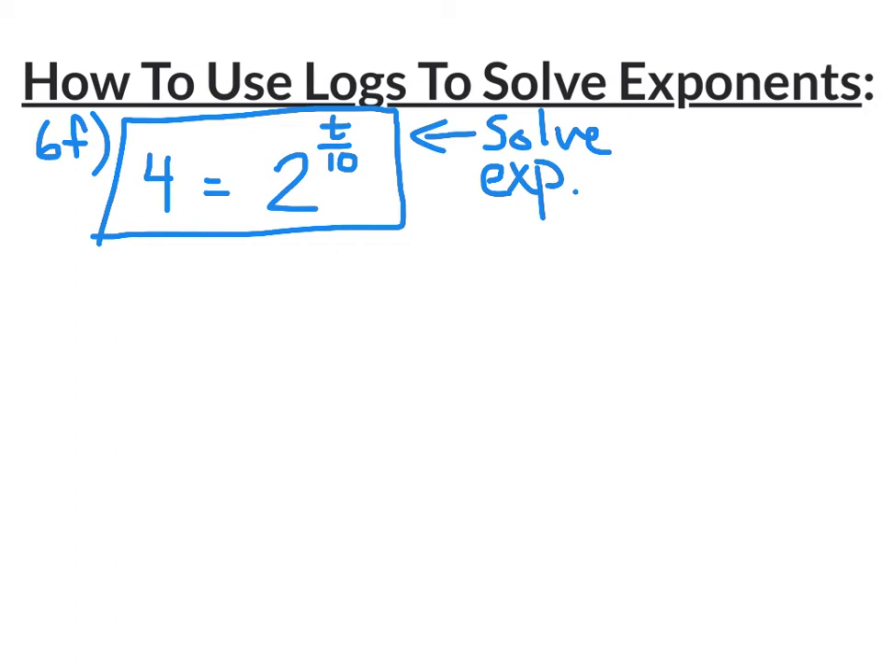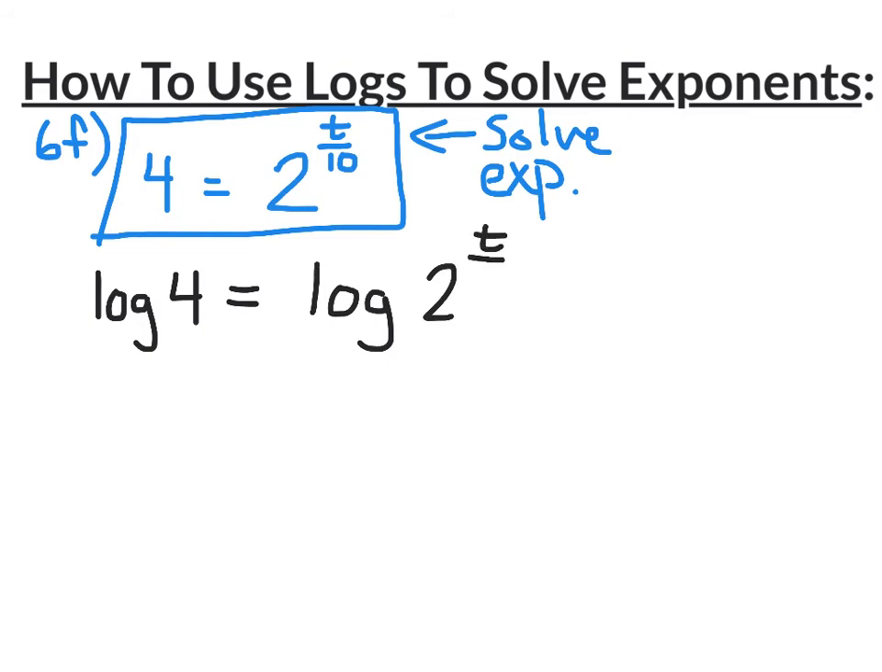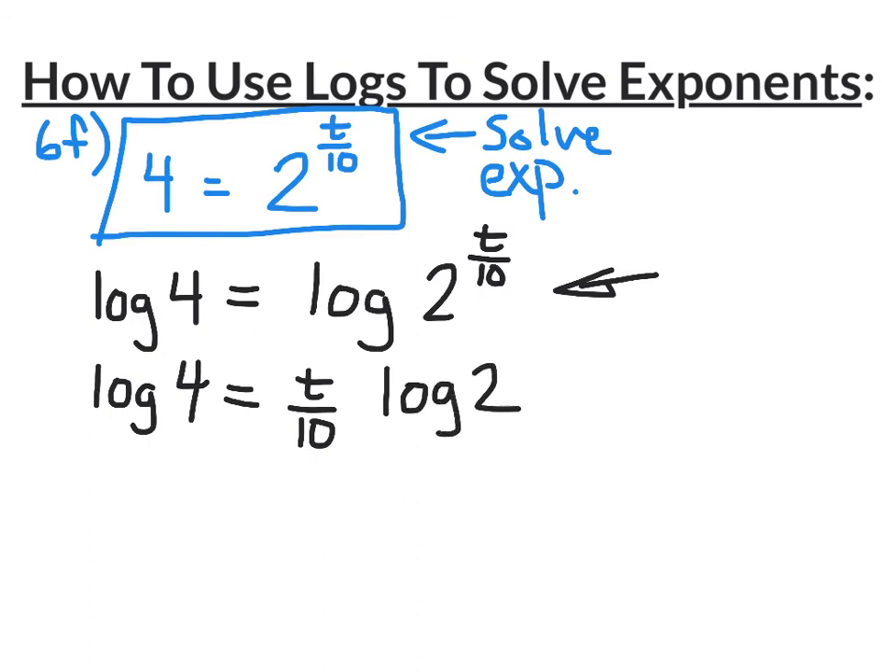So how do you use logs? Well, whatever you do to one side, you have to do to the other side. If I took the log of this side, I just have to make sure I also do the same to this side. So I'm taking the log of both sides. Now, how does that help me? On this side, I'll just keep log of 4. But on this side, remember that logs get rid of exponents. This side can be rewritten as the exponent, t over 10, in front of the log of 2.